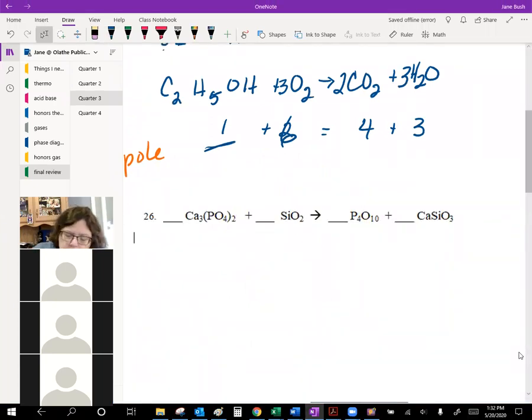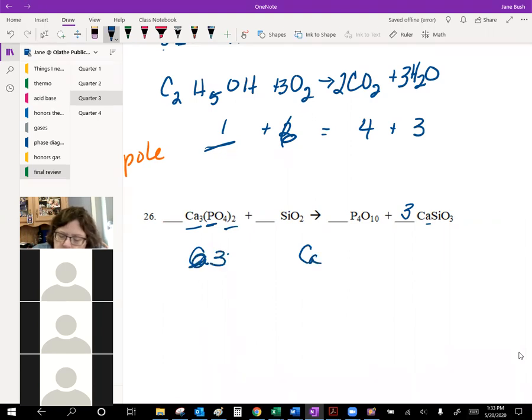All right, just start with the left. 3 calciums, we have 1 calcium here. We know we're going to need 3. 1 phosphorus, but there's 2 phosphates, so that means we have 2 phosphoruses. Here, I'll make the T chart. Oh, here, C goes in the middle. 3 calciums, 3 calciums. We have 2 phosphoruses.